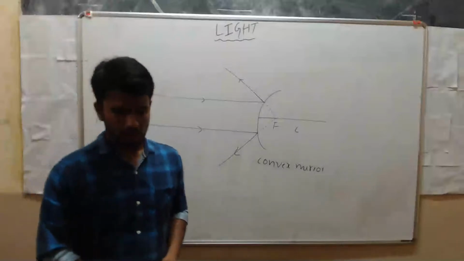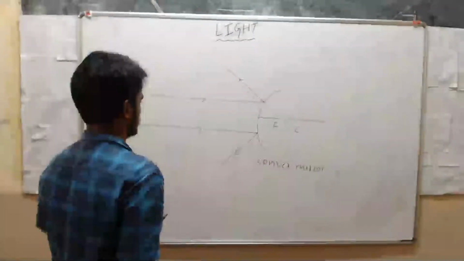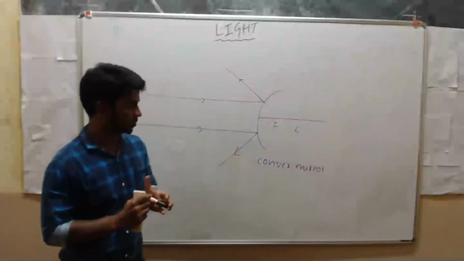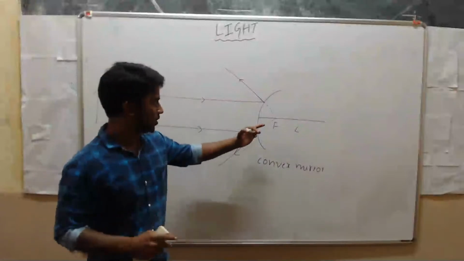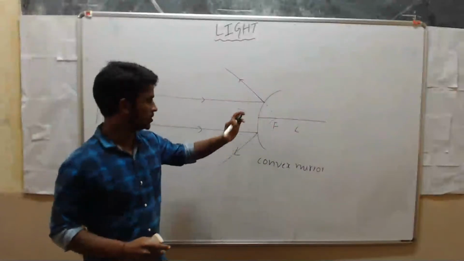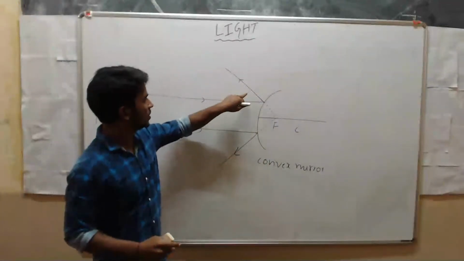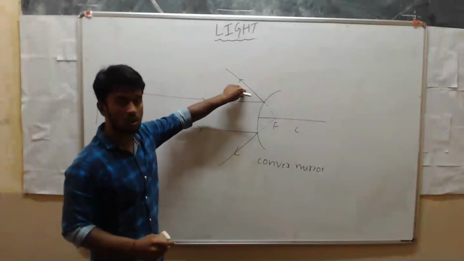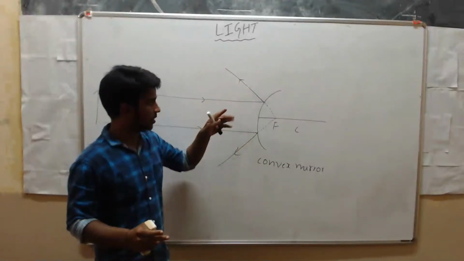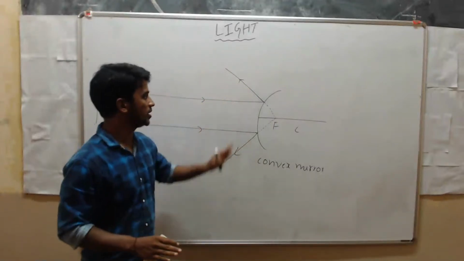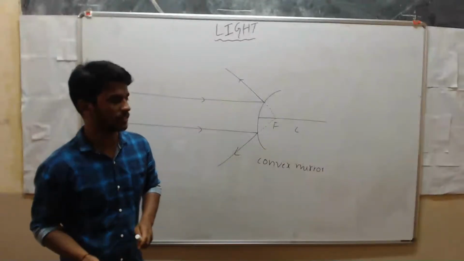Why is it virtual and erect? Because here we won't get a real image. When you place the screen over here or here or here, you won't get a real image. Why? Because after reflection, the reflected rays are not meeting. The rays are diverging. So that's why here we won't get a real image.